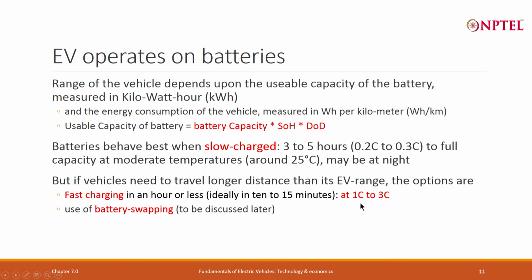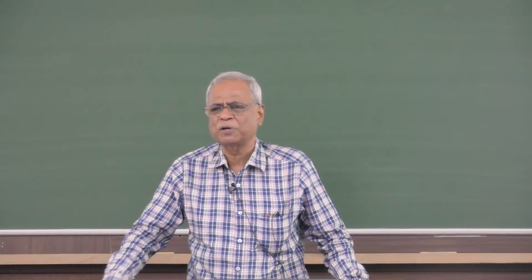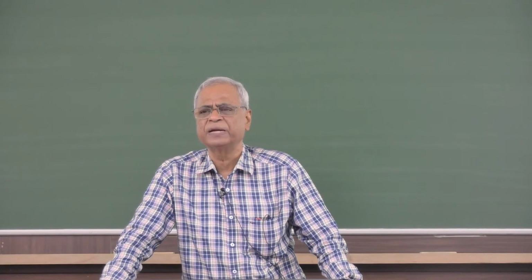But we have also pointed out the vehicles need to travel longer distance than its EV range. Suppose the batteries provide you only an 80 kilometer range and you need to travel more than 80 kilometers, then there are two options, and we had introduced this. One is what is called fast charging. Fast charging is typically 1C, which basically means in about 50 to 55 minutes you will charge an empty battery to full. Remember, the DOD is never 100%. So, with 1C, suppose DOD is only 80%, so 80% of 1 hour. Approximately 48-50 minutes it will take.